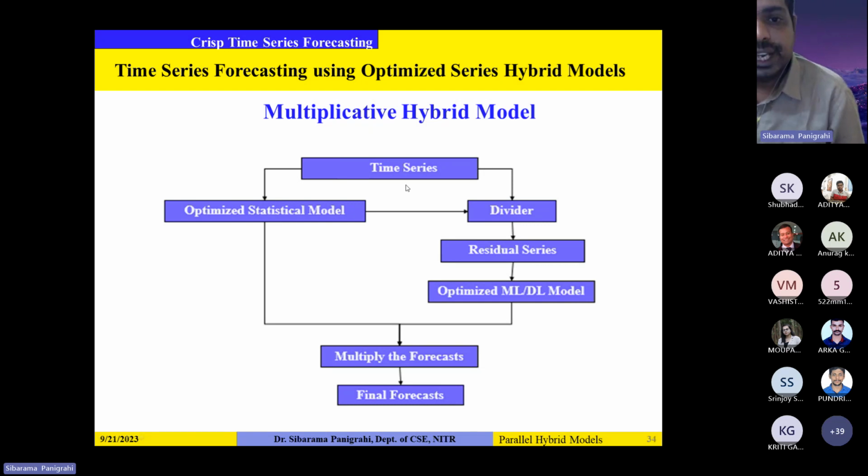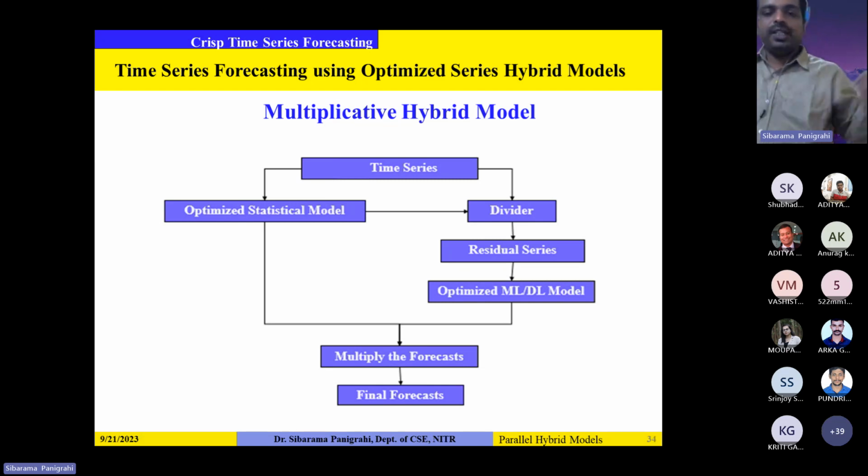What is that? If the denominator is 0, if the statistical model forecast is 0, then you will get a divide by 0 exception. So in order to handle it, if the statistical model forecast is 0, you set a small value, let's say divide by 0.1 or 0.01, right? So it will hardly affect the accuracy, but it will avoid the divide by 0 error.